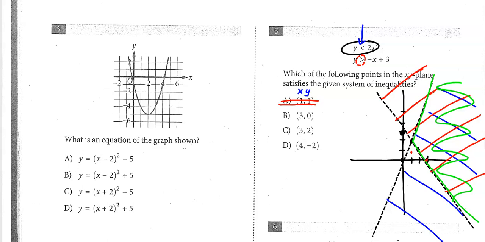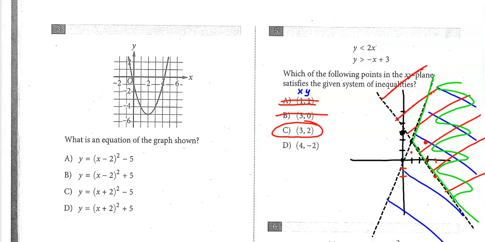I think that one's right on the line. My drawing's a little crappy, but it's right on the boundary. So that one actually doesn't work because it's a dotted line. 3, 2 is definitely going to put me in the zone, so I think this one's correct. 4, negative 2, my graph would have to be a little more precise, but I don't think that one's going to work as well. So I'm going to go with C.